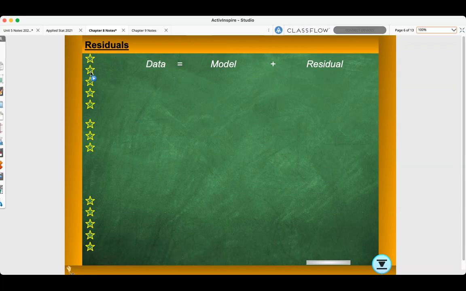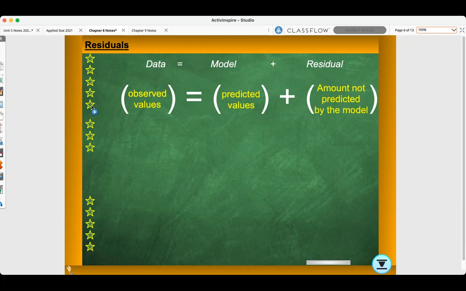Residuals. So with residuals, we have data equals model plus residual. So our data is our observed values. Our model is our predicted values, and the residual is the amount not predicted by the model. Therefore, residual equals data minus model, and residual equals observed minus predicted. So we would use the formula E equals Y minus Y hat.